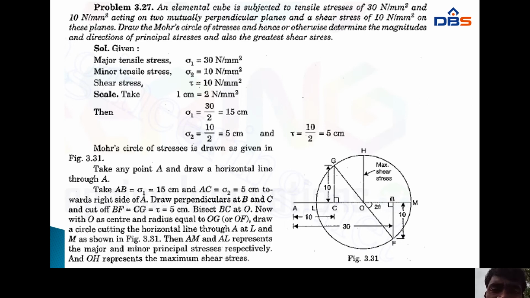An elemental cube is subjected to tensile stresses of 30 Newton/mm² and 10 Newton/mm² acting on two mutually perpendicular planes, and a shear stress of 10 Newton/mm². In this problem, the major stress is σ1 = 30 Newton/mm², the minor tensile stress is σ2 = 10 Newton/mm², and the shear stress τ = 10 Newton/mm².